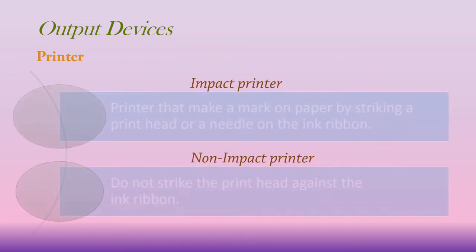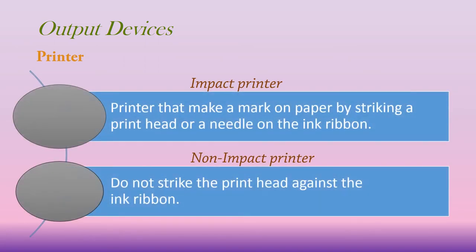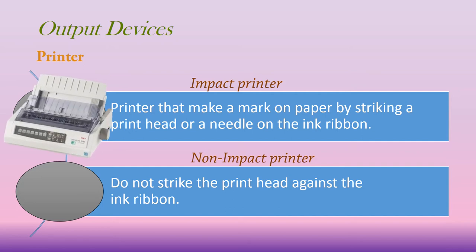Impact printer. This printer makes a mark on paper by striking a print head or a needle on the ink ribbon. This printer makes noise and it is slow. Dot matrix printer is an example of an impact printer.